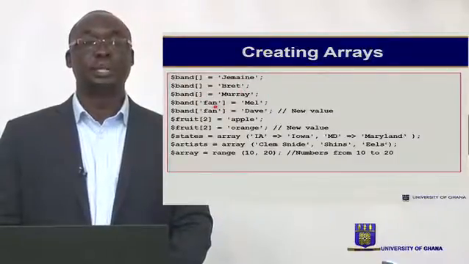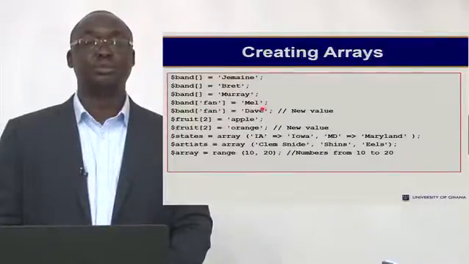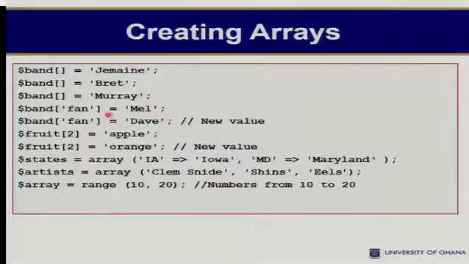If we want to do it as an associative array, we need to specify the key. So in this case, I specify the key fan, and I want to store Mel with the key fan. Here, I want to store Dave with the key fan, right? So what this means is that in this particular case, this fan here would have been replaced by this. So here, apple goes to location 2 of fruits. Orange goes to location 2 of fruit. So here, this will be replaced by that.